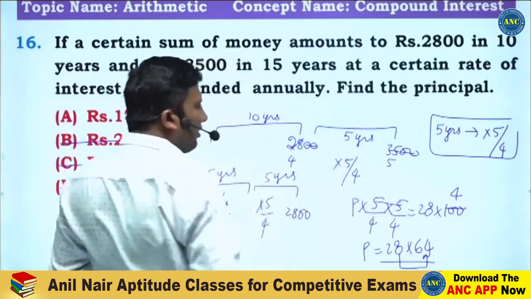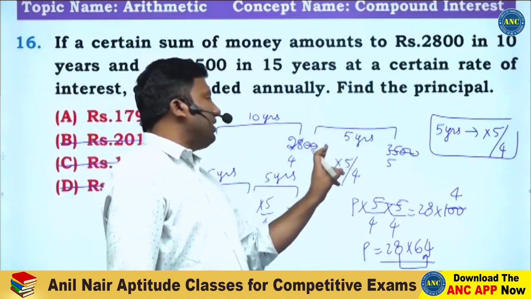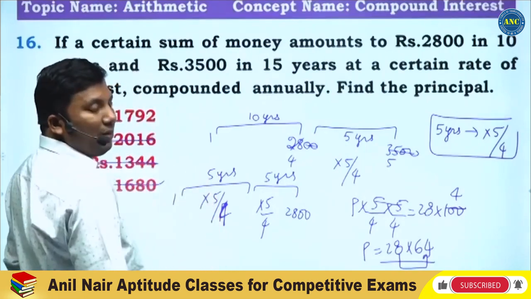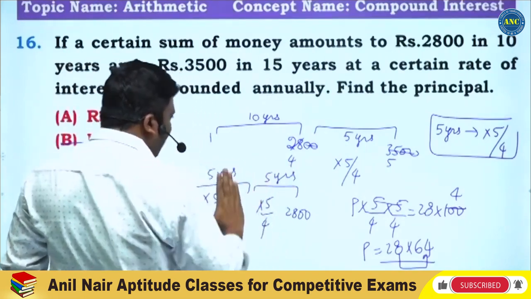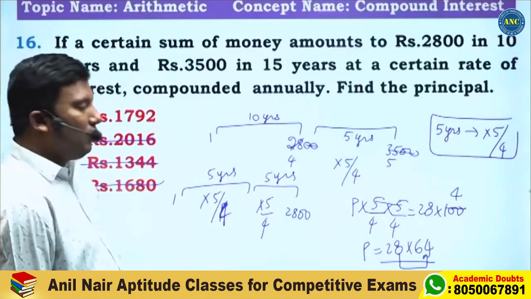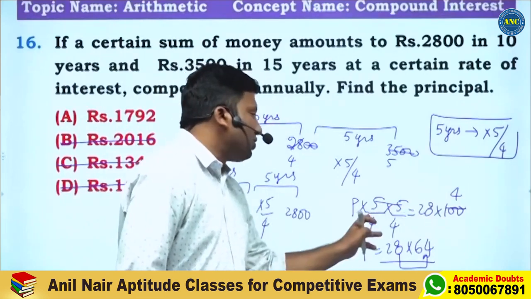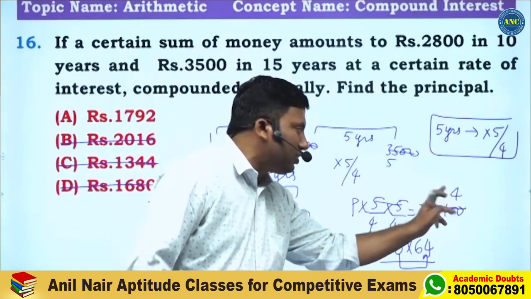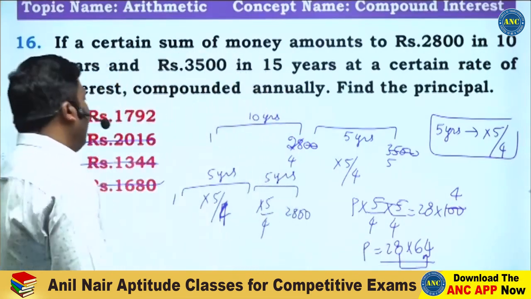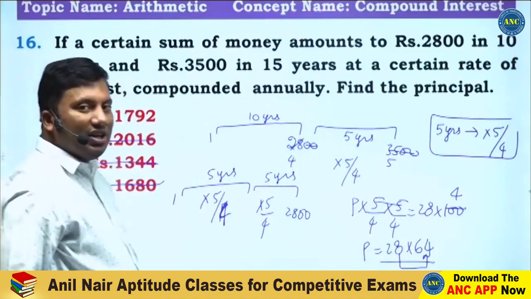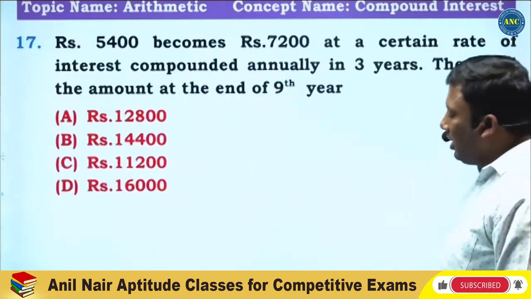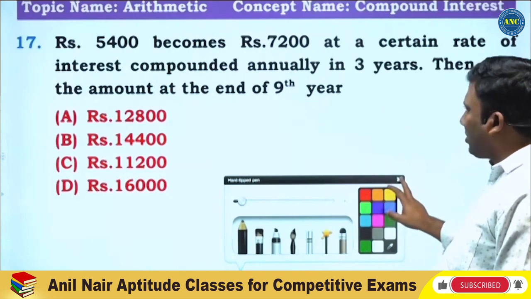2,800 is becoming 3,500. For every 5 years, scaling factor is 5 by 4. In 10 years, after 5 years, scaling factor will be 5 by 4. P into 5 by 4 into 5 by 4 is equivalent to 28 into 100. 25 4s are 100. So 4 4s are 16, 6 4s are 24. Rightmost non-zero digit will be 4 8s are 32. Unit digit should be 2. Only option with unit digit 2. I hope the idea is clear. 16th one. All the questions are based on scaling factors.